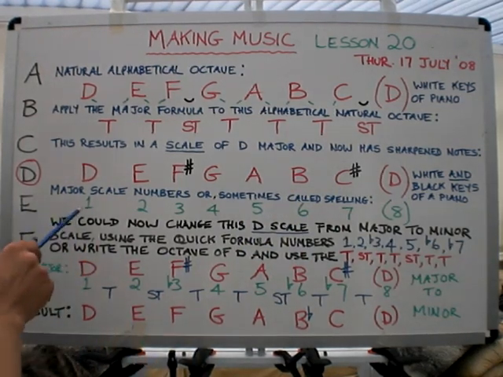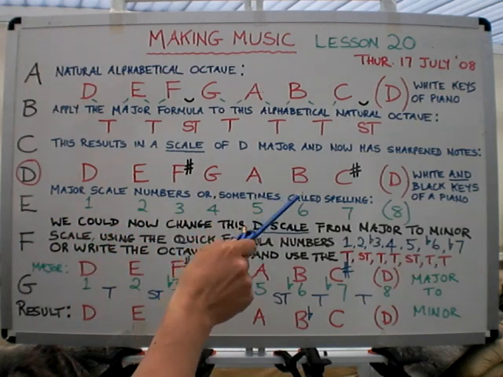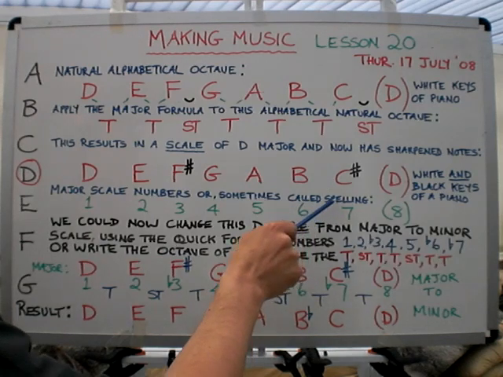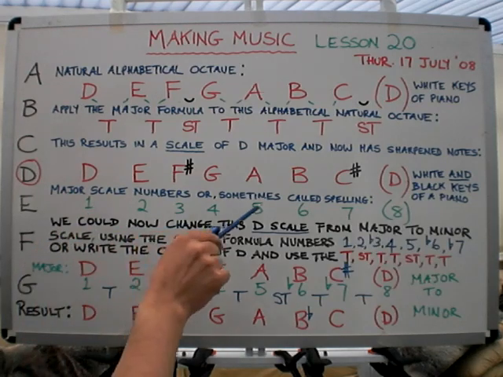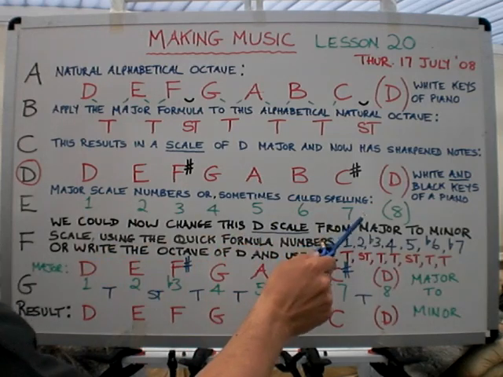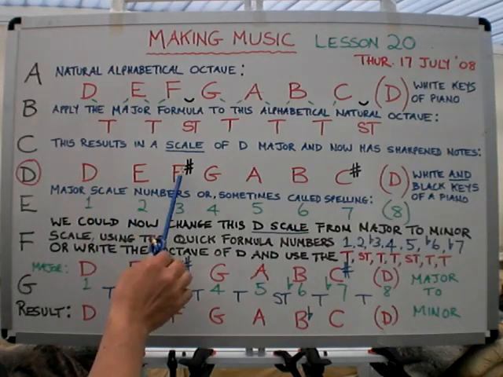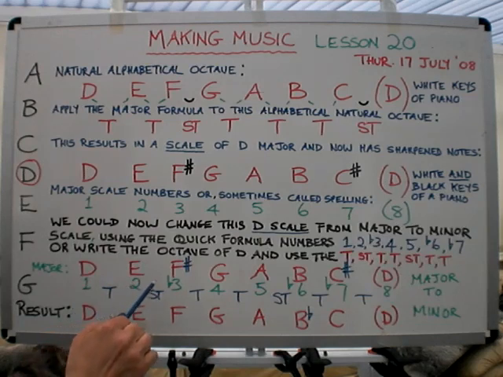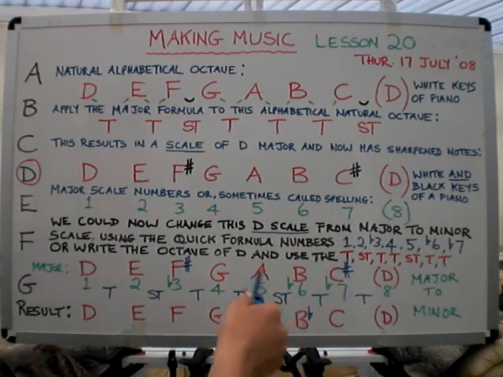Now I've written here the major scale numbers, or sometimes called spelling. The scale spelling. I usually associate that with letters, but anyway, it's numbers. 1, 2, 3, 4, 5, 6, 7, 8 for the octave. That's the major scale numbers. Okay, we can put it above here, 1, 2, 3, 4, 5, 6, 7, 8. It's going to differ in a minute because I'm going to have one down here, like 1, 2, flat 3, 4, 5, flat 6, flat 7, 8. But I'll show you that in a minute.